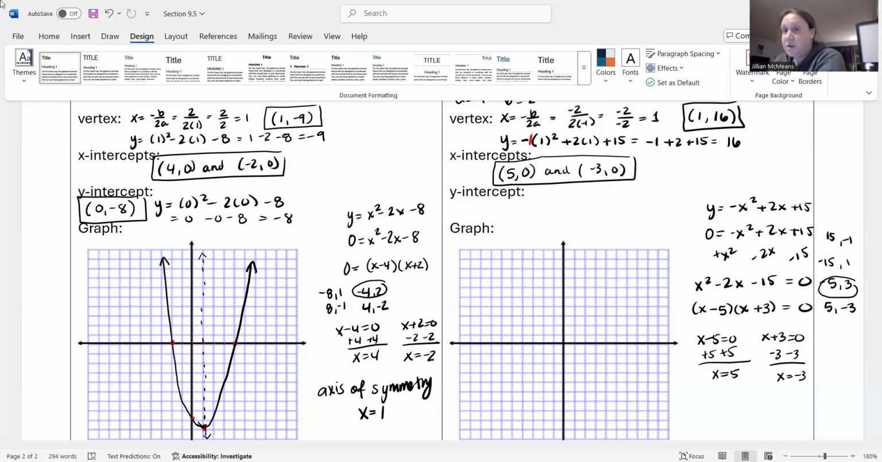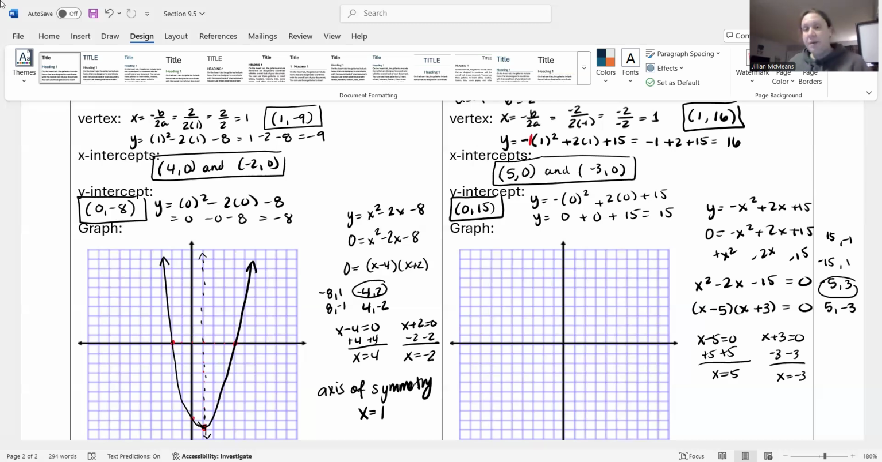Now for the y-intercept, we always let x equal 0. So we get y equals negative 0 squared plus 2 times 0 plus 15. Well, negative 1 times 0 squared is just 0. 2 times 0 is 0. And we add 15 to that. So the y-intercept is the ordered pair 0, 15. And now we graph it.